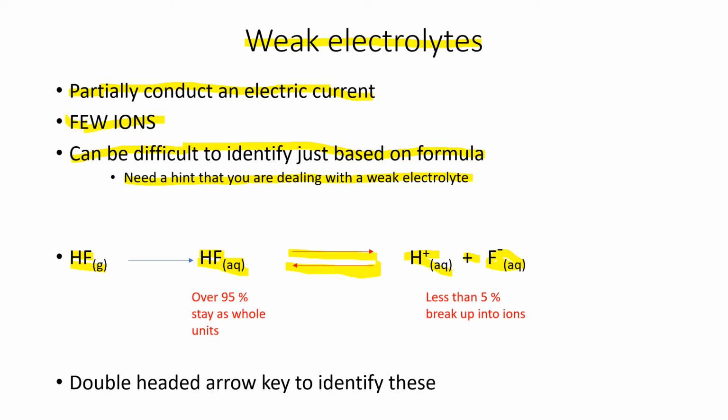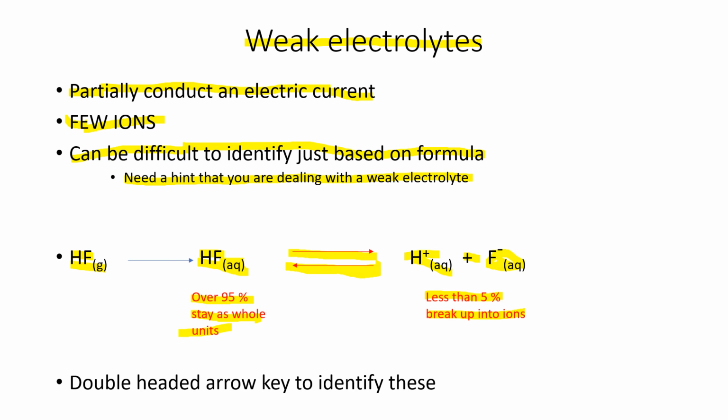Now, it might be tempting to say, well, then maybe it should be 50-50. Half will break up into ions, half won't. Well, that's usually not what happens. Generally, when we look at these weak electrolytes, usually over 95%, sometimes 98, 99, 99.5, generally over 95% stay as whole units. Only about 5%, and often less than 5%, break up into ions.